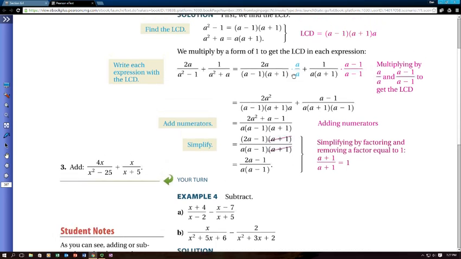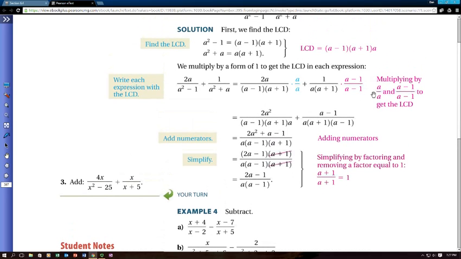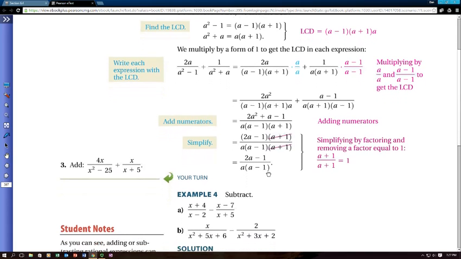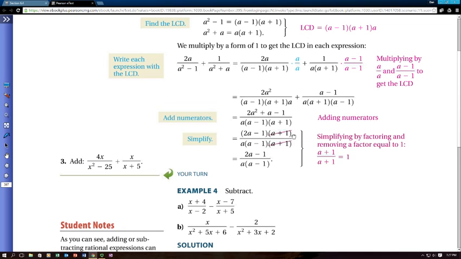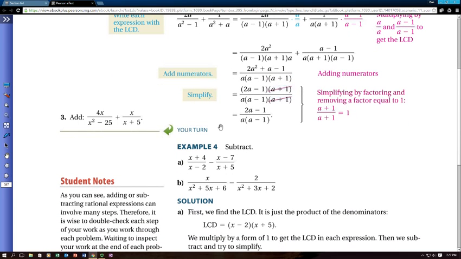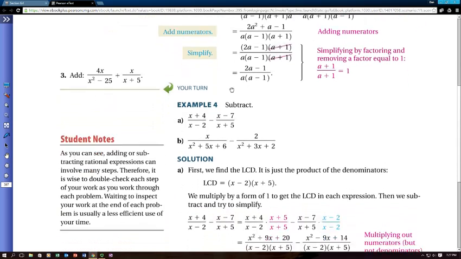I can't emphasize enough how this work is done, because I see a lot of students will do this work, you'll get the right LCD, and then you'll multiply it out, and then you'll not recognize that you have a way to simplify that fraction when you get done.